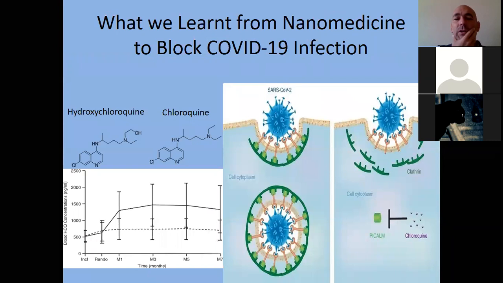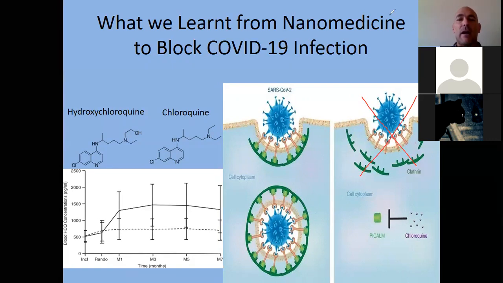So hydroxychloroquine is a key molecule because actually it has been used in nanomedicine for a long time. And this drug has been used, why? Because this drug blocks the internalization of the virus inside cells. So people in nanomedicine have used chloroquine to study the mechanism of entry of nanomaterials inside the cells.